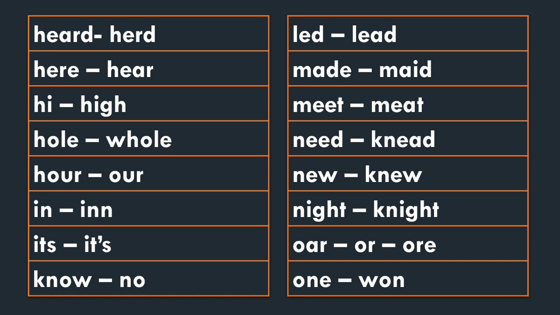Next pair is meet, with spellings M-E-E-T and M-E-A-T. So M-E-E-T, meet, is a verb. So meet means you see somebody or you visit somebody, that is meet. And M-E-A-T, meat, is the flesh of certain animals like goat or sheep or even ox that people eat, or even pig that people eat, that is called meat, flesh of an animal.